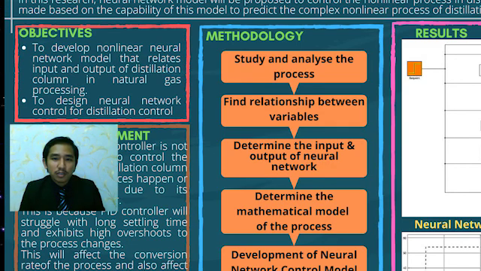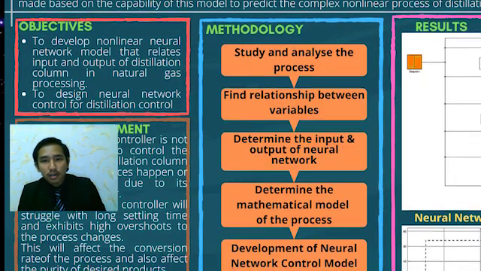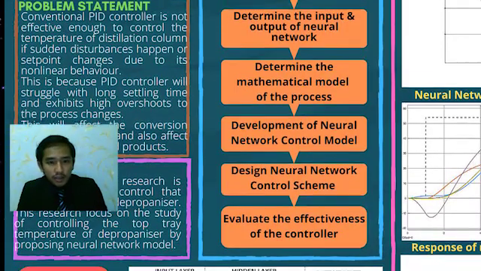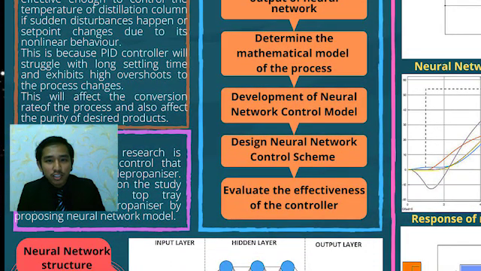Then, determination of the mathematical model of the process by using the system identification tool in MATLAB software. This is to find the correlation between the input and the output of the process for simulation purposes. Then, the neural network will be developed by using the input and output that have been selected in the previous step. The model will be developed by using the neural network time series tool in the MATLAB software. After that, the control scheme has been designed by using Simulink, also in the MATLAB software, to evaluate the effectiveness of the controller. This evaluation will prove which controller is more effective in handling this nonlinear process.